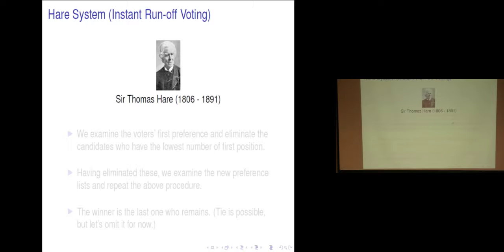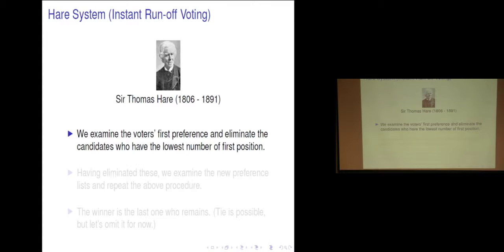Again, it's proposed by a British politician, Sir Thomas Hare, around in the 19th century. The proposal is this: we examine the voter's first choice, first preference, and eliminate the candidates who have the lowest number of first positions. So if you are the last preferred, you are out.